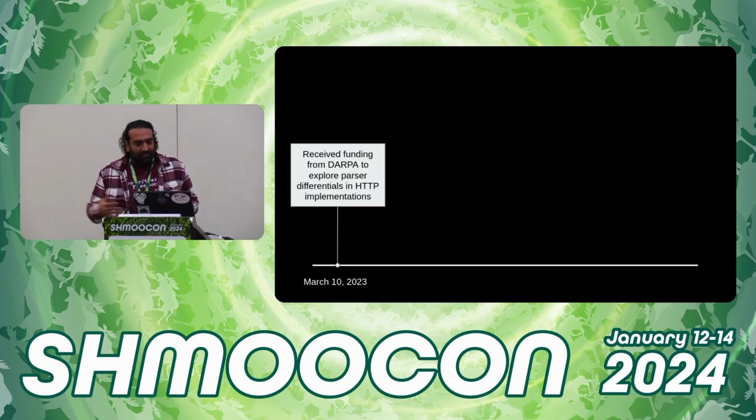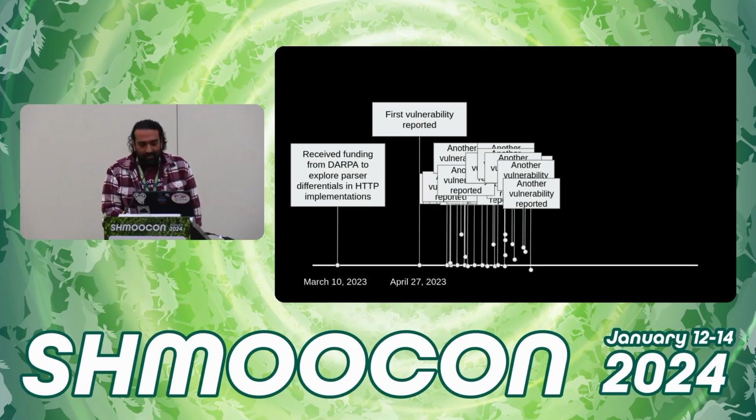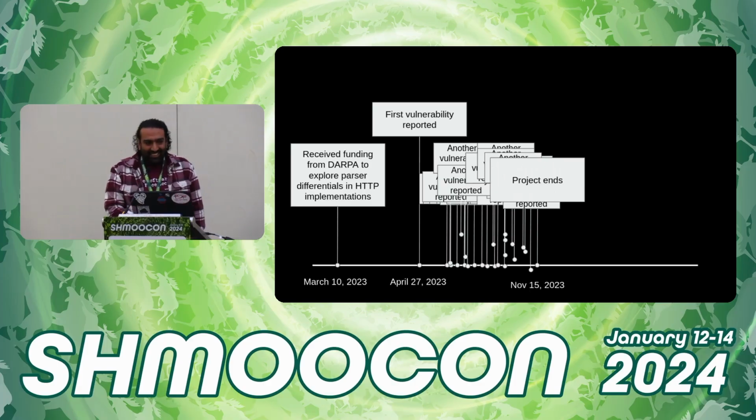The reason why we actually went down this whole rabbit hole of exploring HTTP 1.1 implementations was that we got some funding to actually explore parser differentials in HTTP implementations, and in a little over a month since we started this work, we reported our first vulnerability, and since then there were tons of them. And then in the middle of November, the project officially ended, and then here we are.